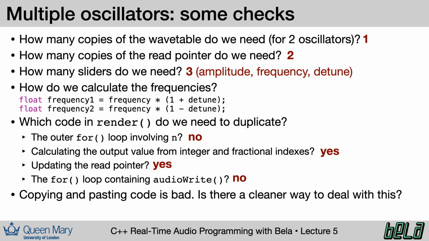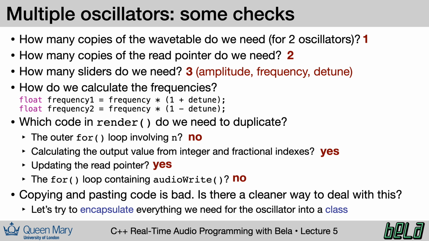We saw that this was rather bad because it led to a significant potential for bugs either now or later on. We ended up with a solution involving multiple nested for loops inside of render, but we still needed a number of variables at the top of the file. The question is, is there a cleaner way of dealing with multiple oscillators at the same time?